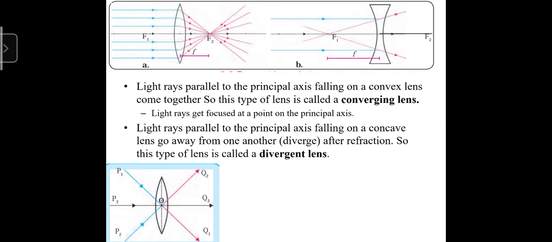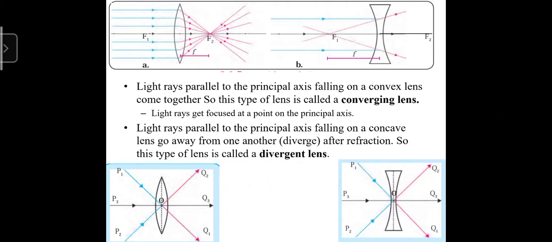So light rays which are parallel to the principal axis and are falling on the concave lens go away from one another. That is, divergence is happening after refraction. So this type of lens is called a divergent lens.